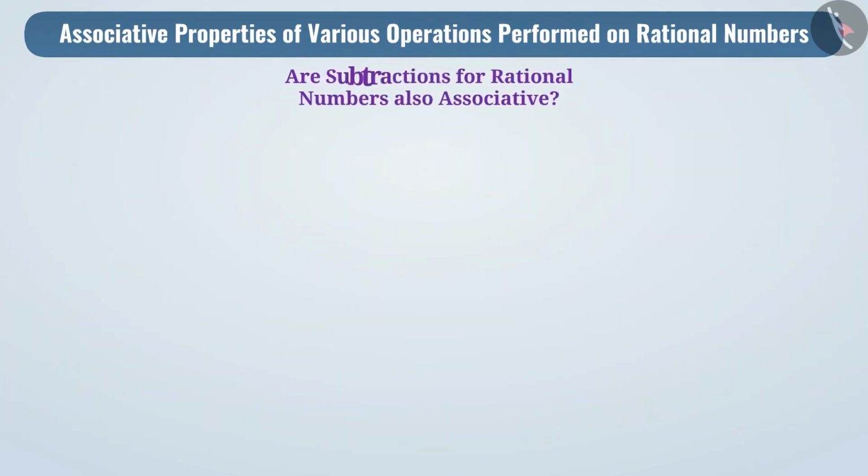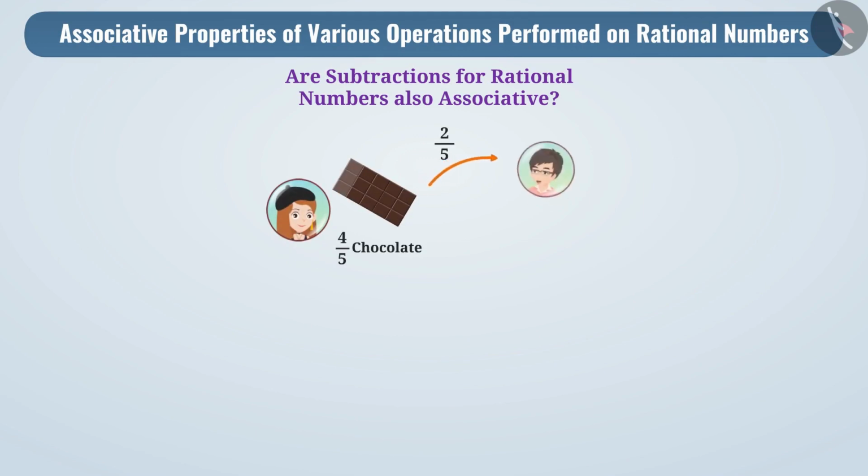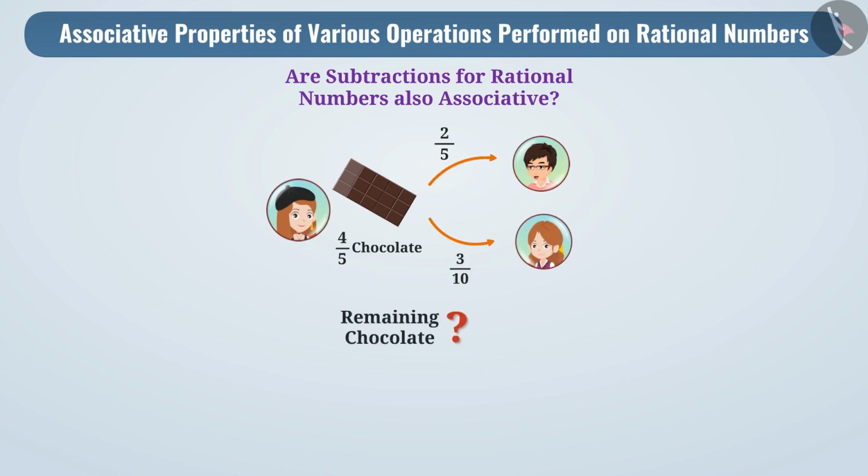Are subtractions for rational numbers also associative? Let's find out. Suppose Aditi has 4 by 5 chocolates. Out of that, she gives 2 by 5 part to Ankit and 3 by 10 to Suman. So tell me, how much chocolate will be left with Aditi? We can represent the given situation in this way.